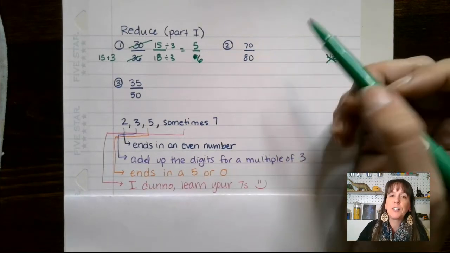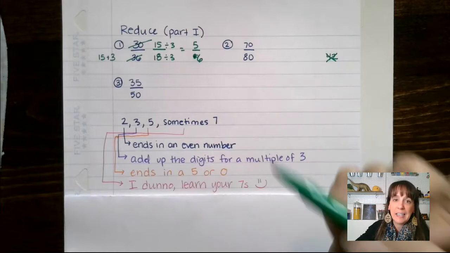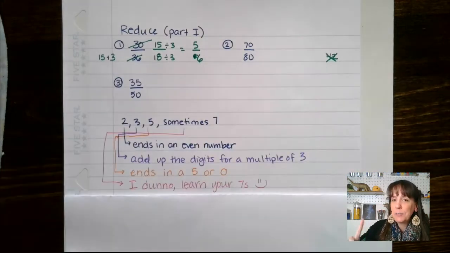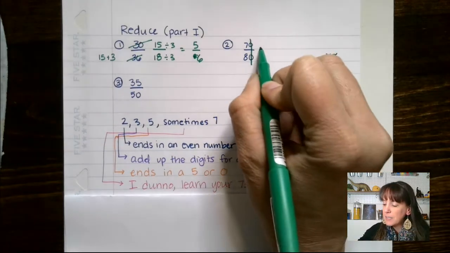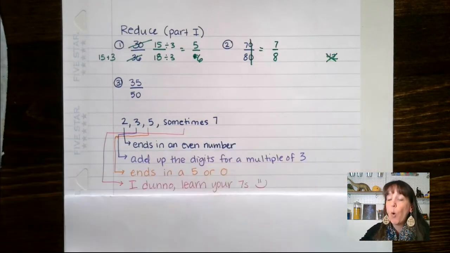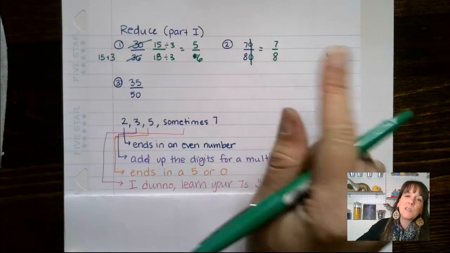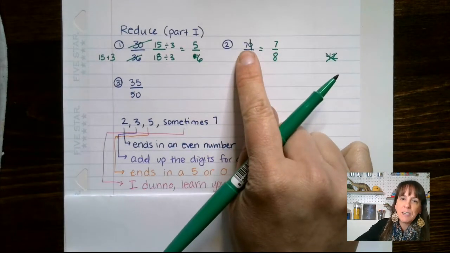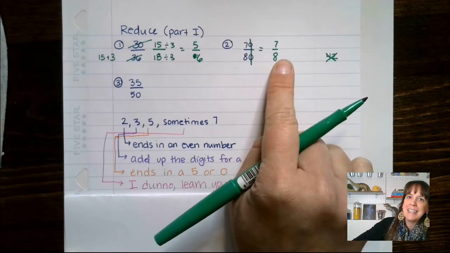For number 2 here, you'll see we have 70 over 80. Yes, both 70 and 80 are even, and I can cut them in half. However, this is a really fun one. All you got to do is lob those zeros off, and you're left with 7 over 8. Now, that only works for zeros. Don't be coming for me if you're trying this with your 2s or your 5s. It only works for zeros because essentially what we're doing is dividing by 10. 70 divided by 10 is 7. 80 divided by 10 is 8.